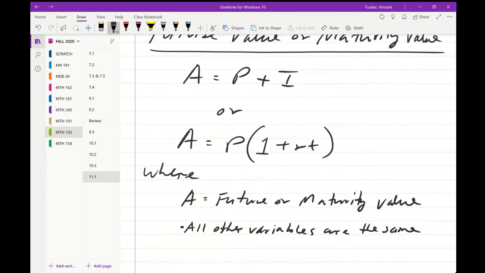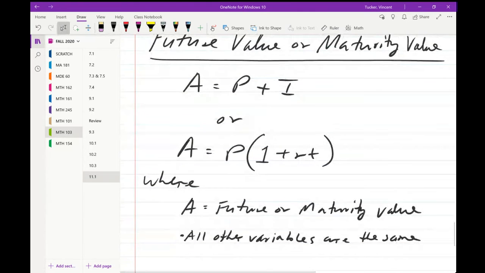All right, so the future value or maturity value, those are the same thing. That would be A. That's the new variable we're introducing into this relationship. A is the future value. So basically, when you add your principal and your interest together, that's the future value or the total value that's in your account after a certain amount of years. So that's another way of saying it.